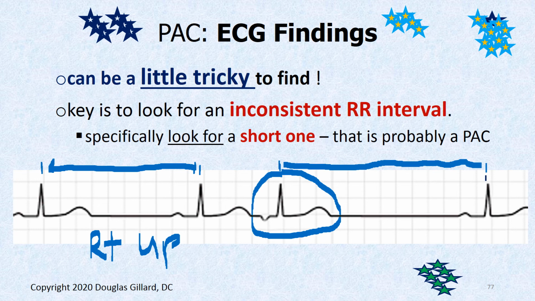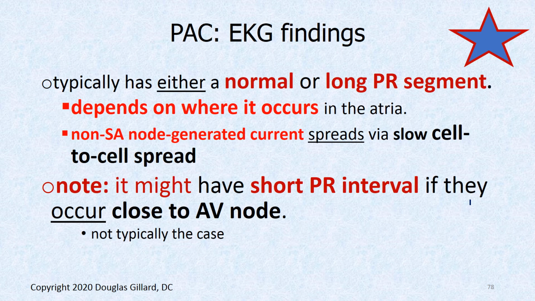See, it's too long. The beat after this will be back to 10, but the beat after a PAC will be too long. It takes a while for the SA node to reset, and so there's an extra delay. That's called a compensatory pause, and that's classic of premature atrial contractions.